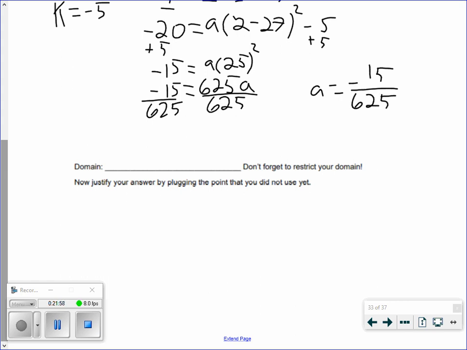Don't ever leave it like this. If you can reduce the fraction, reduce it. So this reduces down. You can divide by 5 on both sides to get -3 over 125. So that's what our a value is going to be.